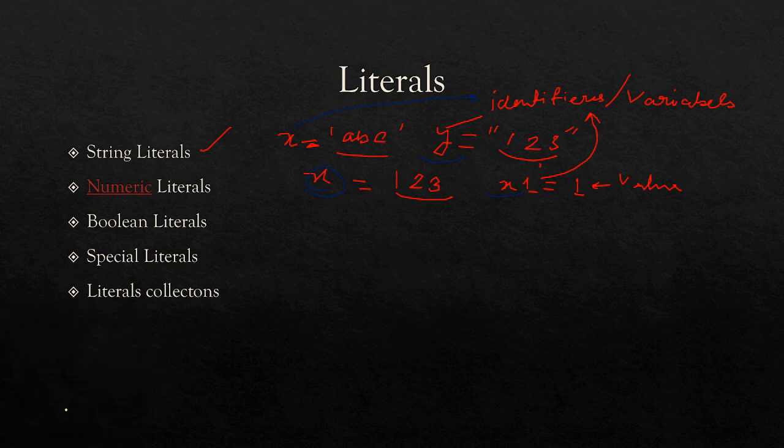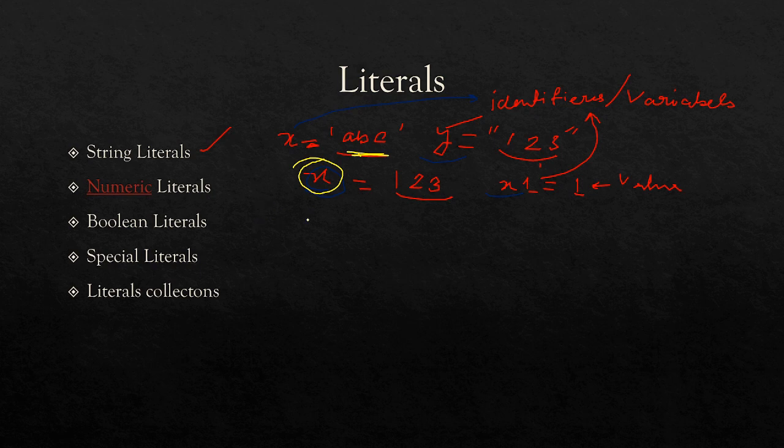Okay, let me take yellow color. I think this one is more visible than this blue. So let's see this encircled x1. This one is a string literal. This one is a numeric literal, 123, and in x equals ABC, this one is a string literal. Okay, and x is an identifier.